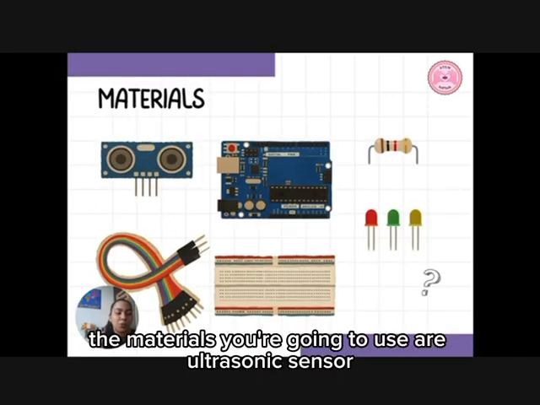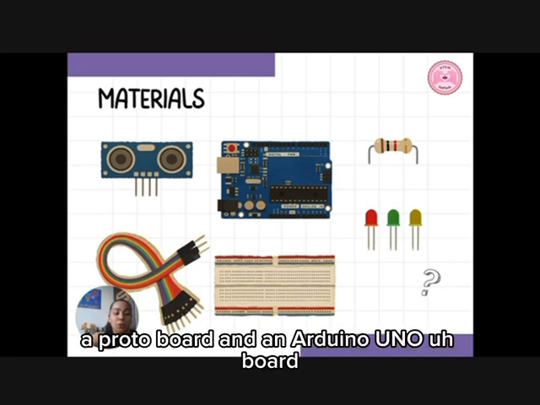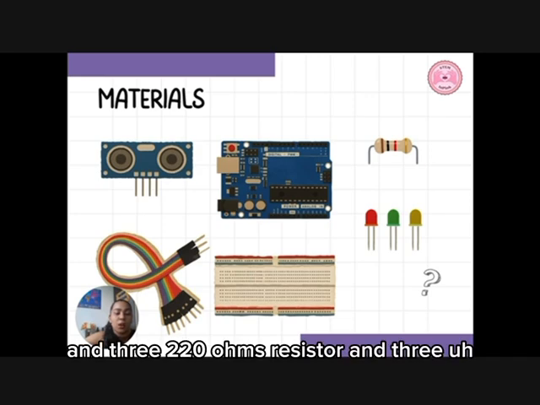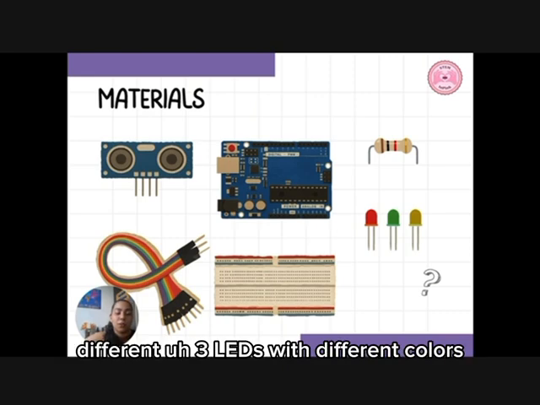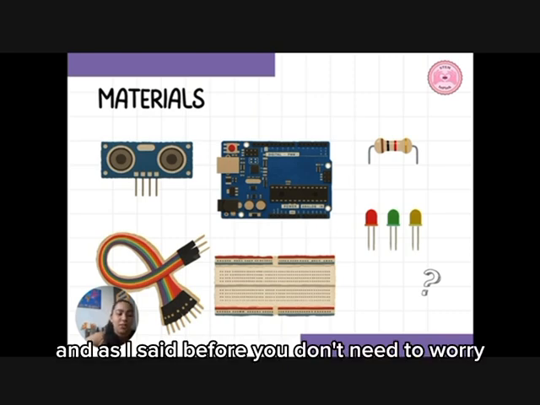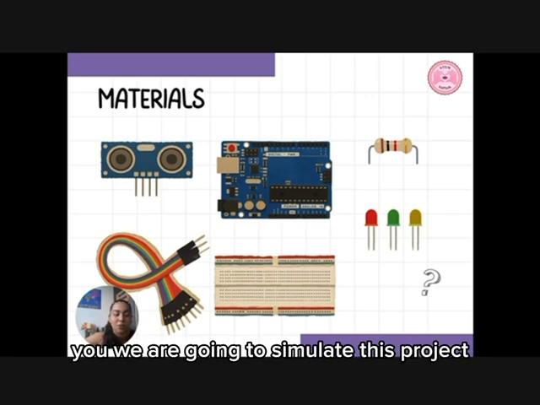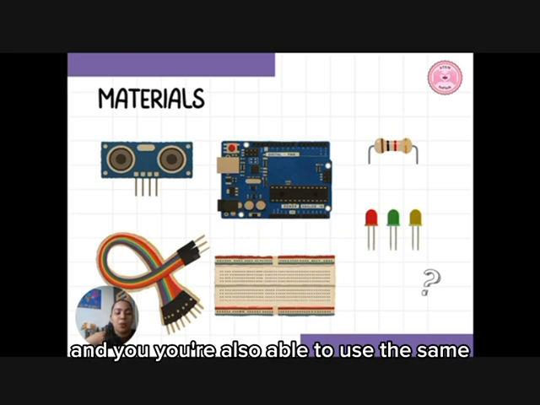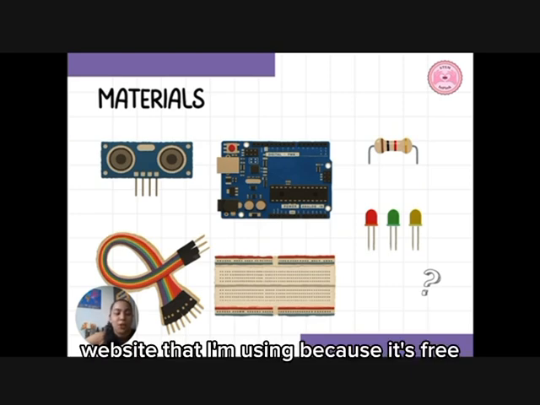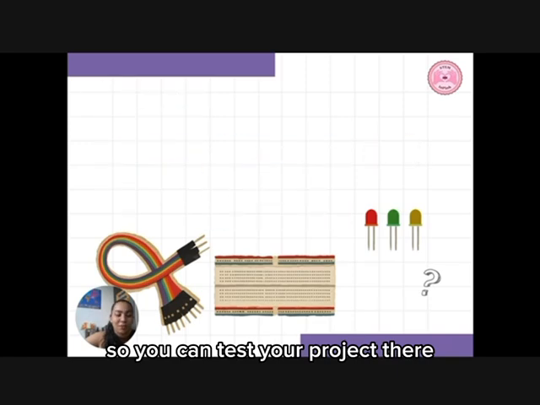The materials we're going to use are an ultrasonic sensor, some jumper wires, a protoboard, an Arduino Uno board, three 220 ohm resistors, and three LEDs with different colors. And as I said before, you don't need to worry if you don't have the materials. We are going to simulate this project, and you're also able to use the same website that I'm using because it's free, so you can test your project there.